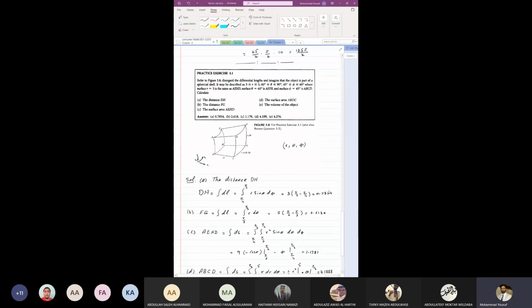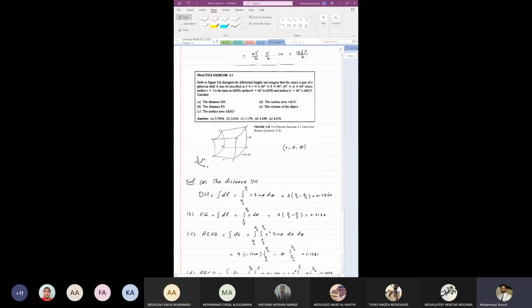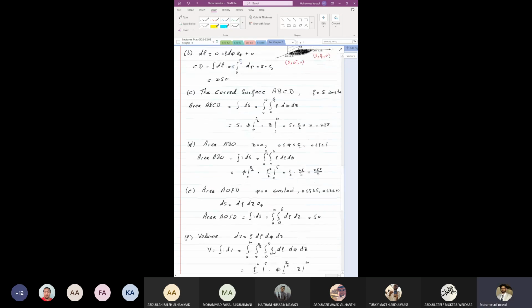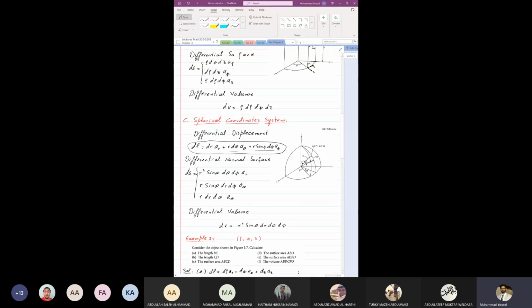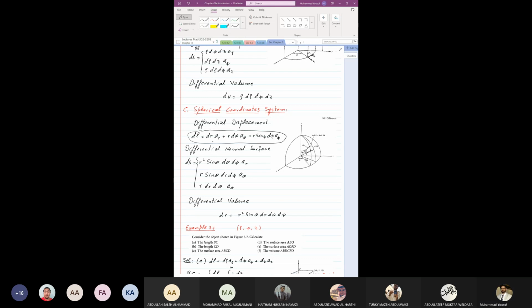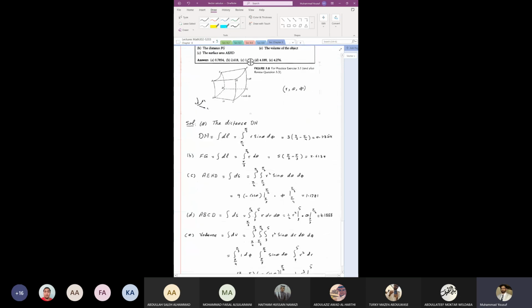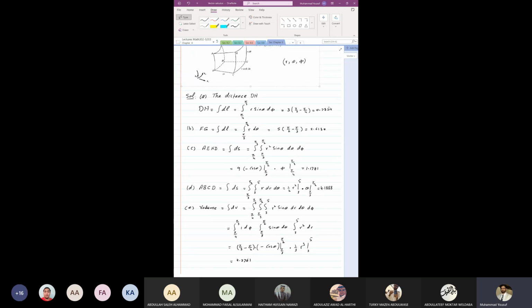When we move along this one, sorry, phi is changing, so d theta and dr will be 0. As you can see here, d theta and dr is 0. So what is left is r sine theta d phi. So you can see here DH is the integral of dL, which is r sine theta d phi.